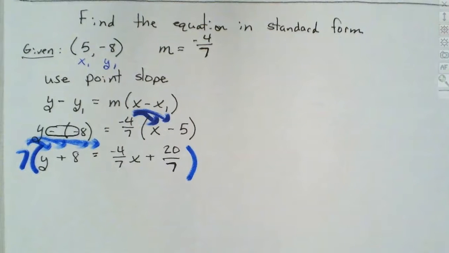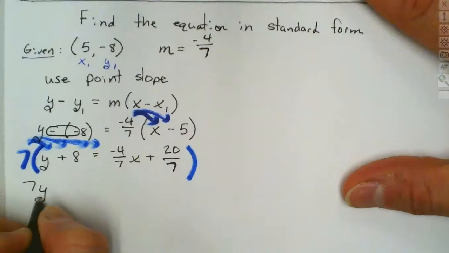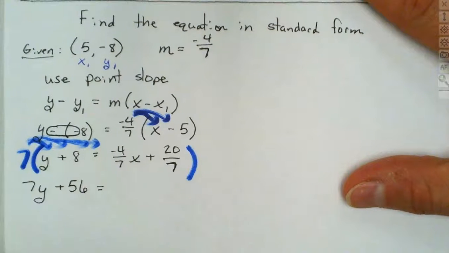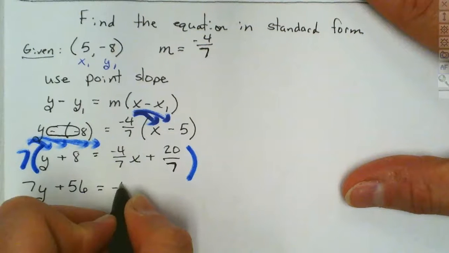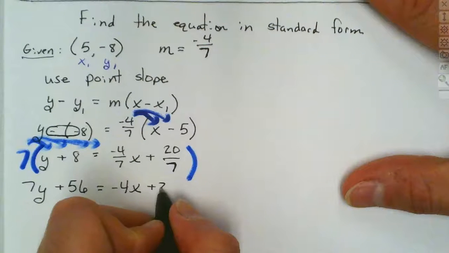Take your time, make sure you don't make an algebra mistake on these. That's where students a lot of times make a mistake, is in the algebra. So be careful with the calculations. So we have 7y, we have a 56 equals, those cancel, a minus 4x, those 7's cancel, leaving you with a positive 20.